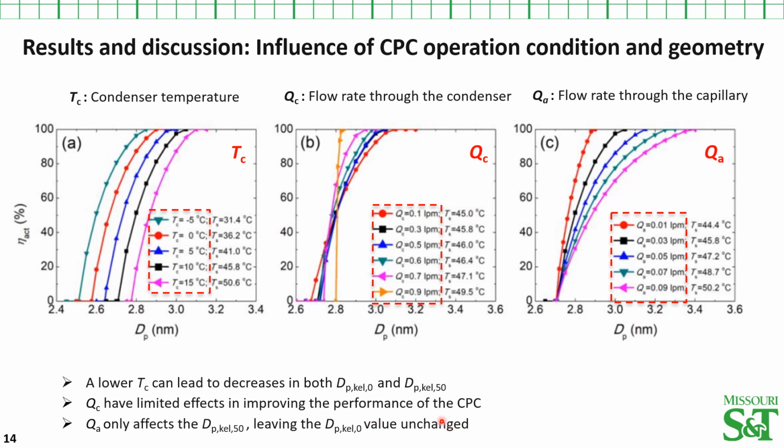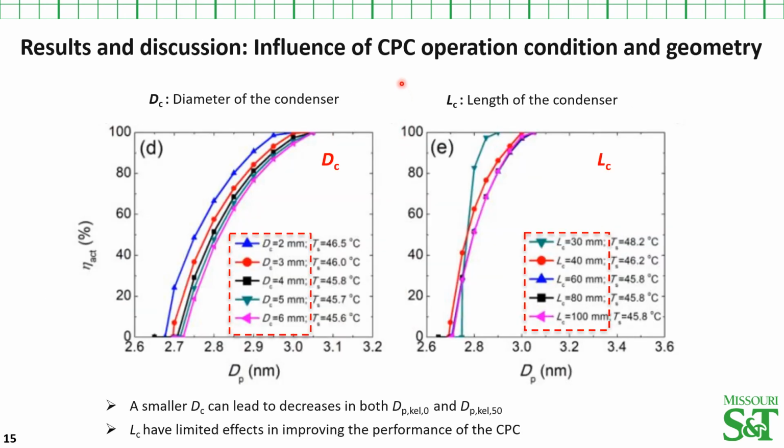The results show that a lower condenser temperature can have better detection performance, but the flow rate through the condenser has a limited effect, and the flow rate through the capillary can affect dp50 but not dp0. And again, under the same conditions, we also studied the diameter and the length of the condenser, which are associated with the geometry. The results showed a smaller condenser diameter can have better performance, but the length of the condenser has a limited effect.